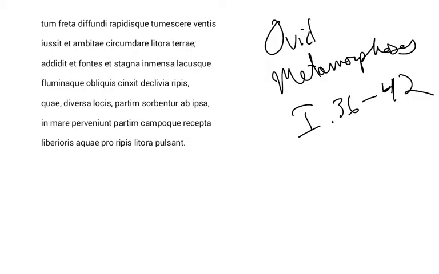Today we look at our 9th episode of Ovid's Metamorphoses, Book 1, lines 36 through 42. Again, the meter is dactylic hexameter, either spondees or dactyls, and 6 feet per line, thus the phrase hexameter. Let's scan the lines before we analyze and translate them.